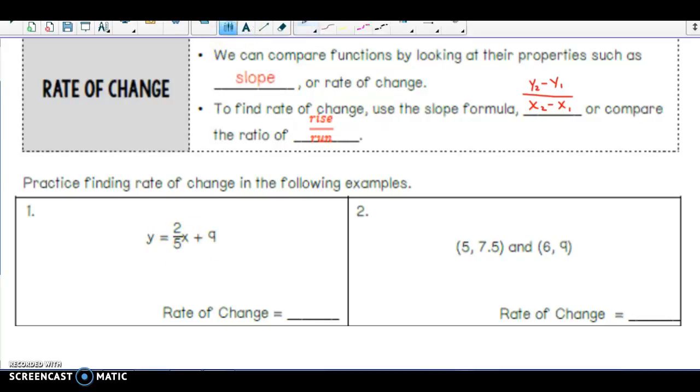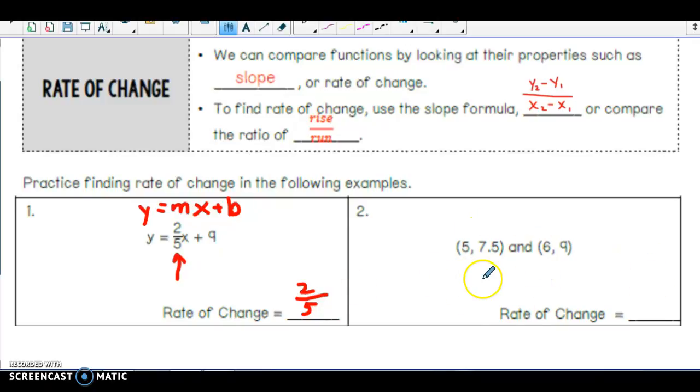What you need to remember is when you have an equation in y equals form, this is called slope-intercept form. The slope is always located in front of the x variable, and the y-intercept is always located down here at the end as the constant term. So if you're looking to identify the rate of change, you just need to remember rate of change is just your slope. So our slope is right there. It's given to us as 2/5, and we don't have to do any work to find it.